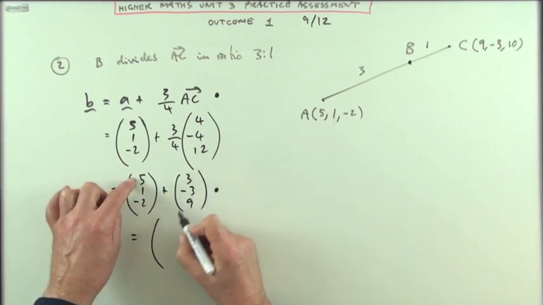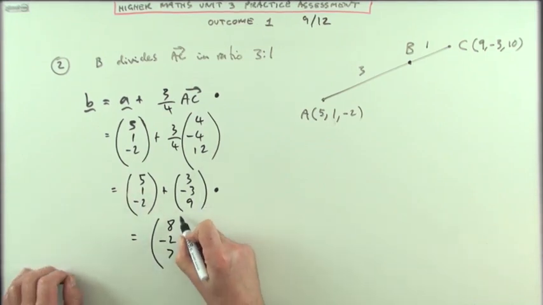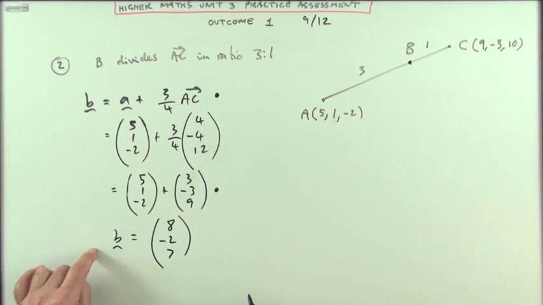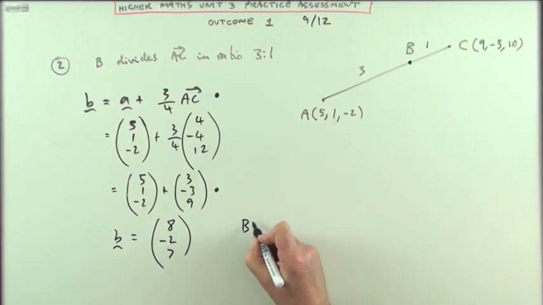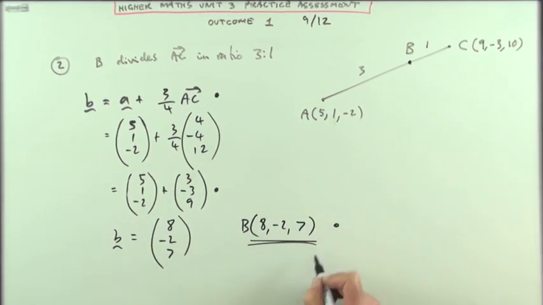Adding them together, 5 and 3 is 8. 1 take away 3 is -2. -2 plus 9, as before, is 7, for the position vector. So finally, what's the point B? (8, -2, 7) for mark 3.